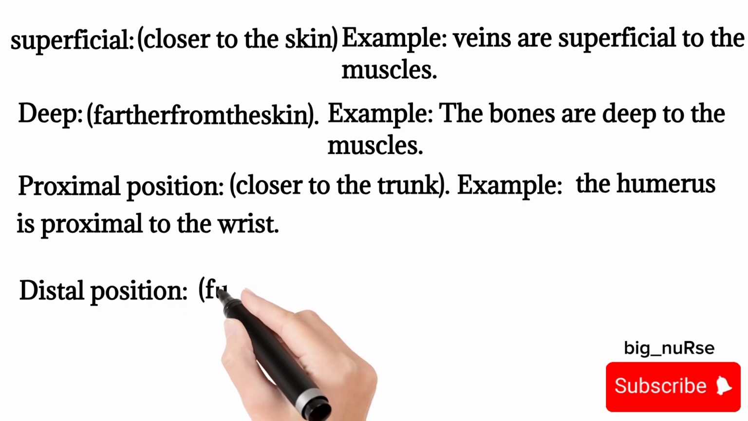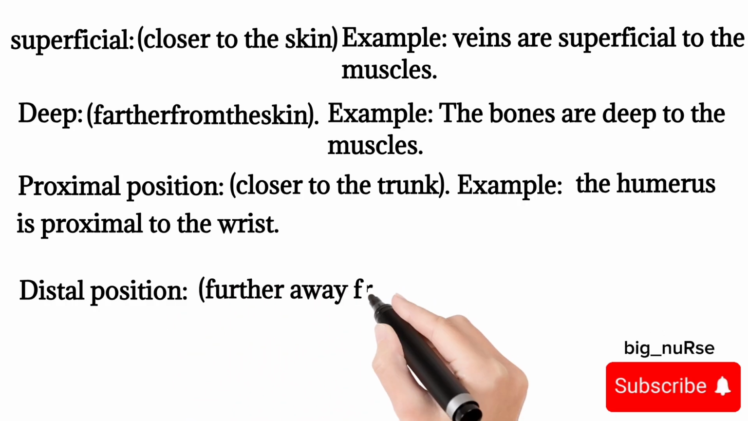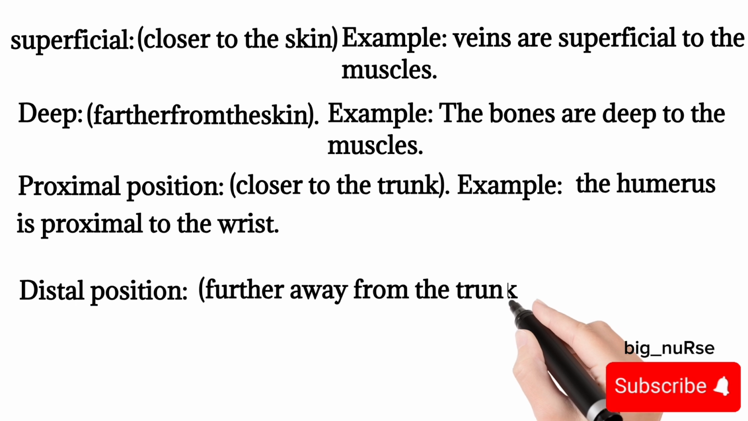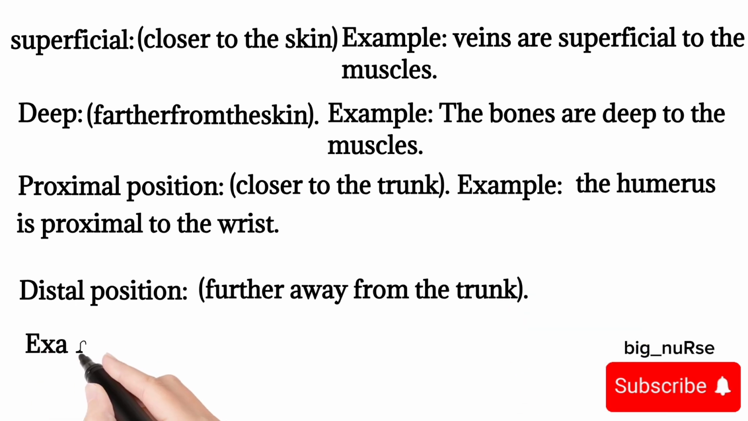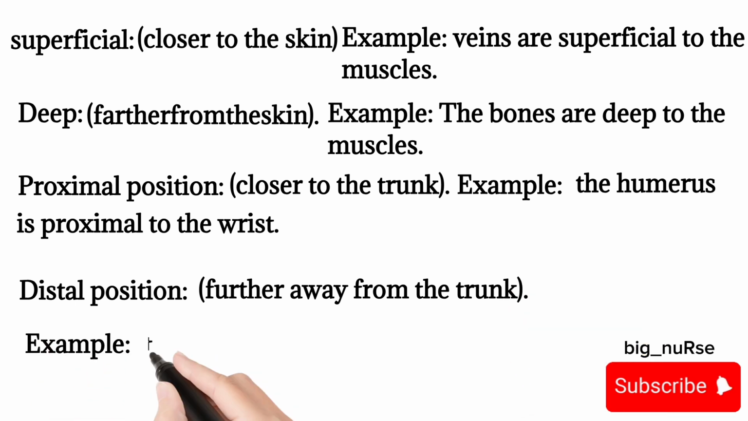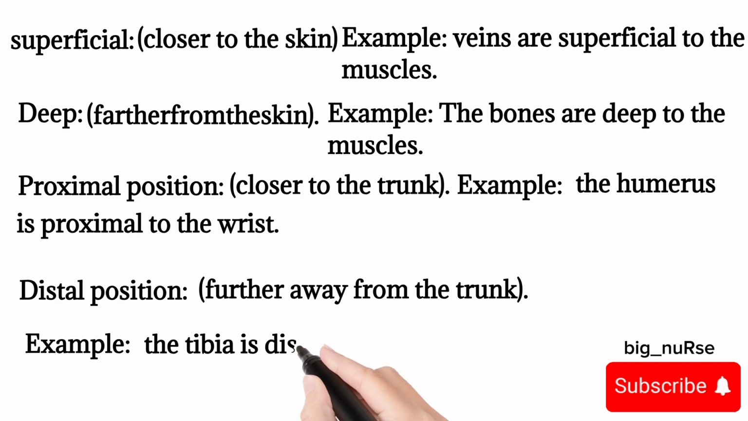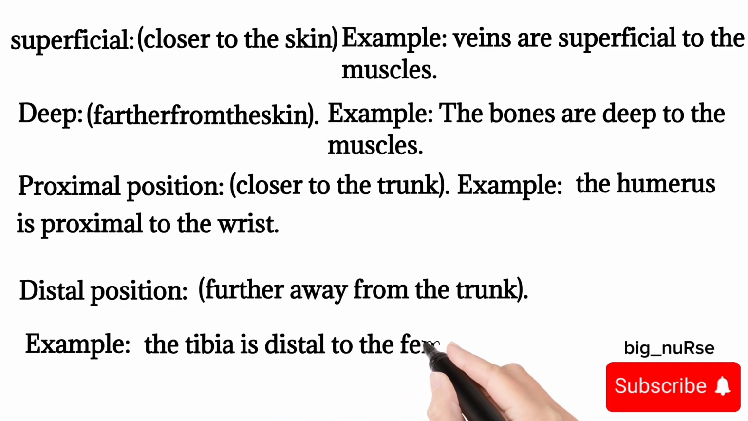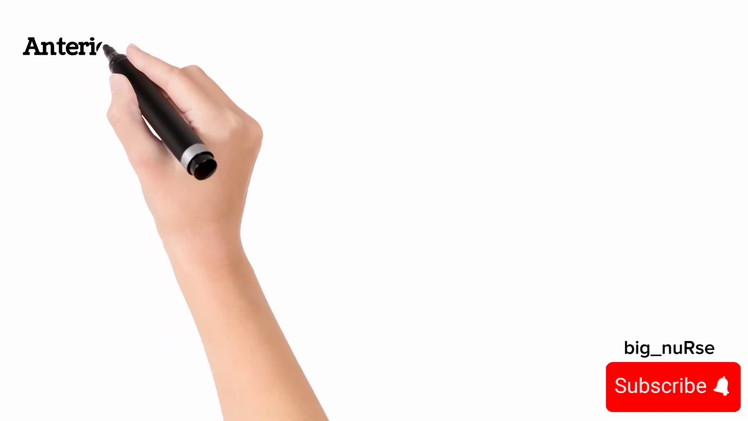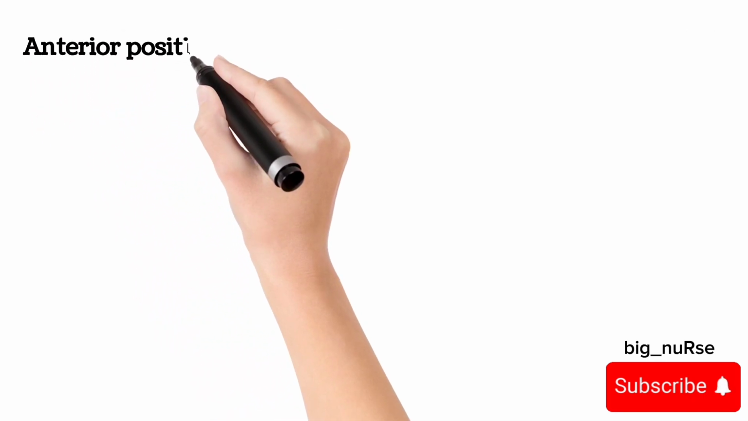The distal position is the opposite of the proximal, which is further away from the trunk. An example is the tibia is distal to the femur. The trunk here refers to the thorax and the abdomen, which articulate with the four limbs.